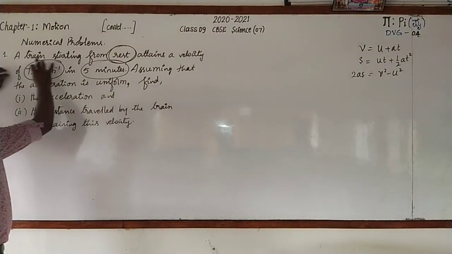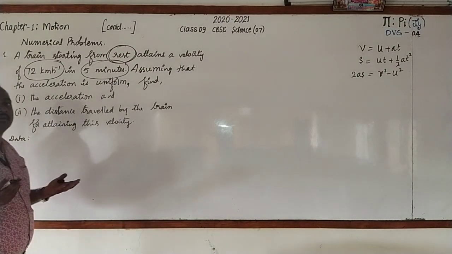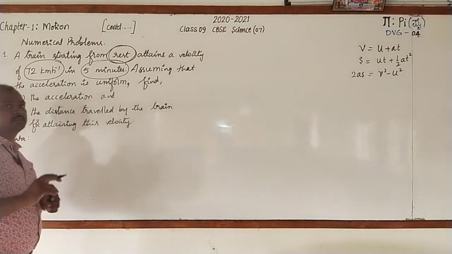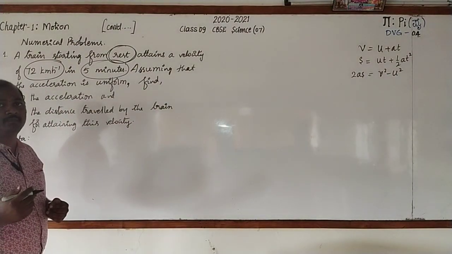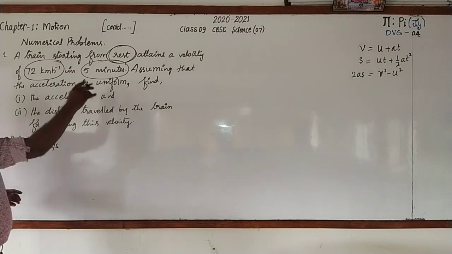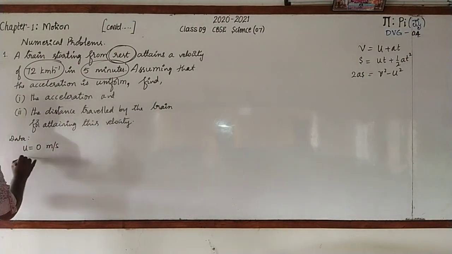Observe, a train starting from rest. When it is at rest, what will be the velocity? Yes, it is 0. Whether you call that initial or final velocity, it is initial velocity, u equal to 0 meter per second. And it attains the velocity, how much? 72 kilometer per hour. That is final velocity.